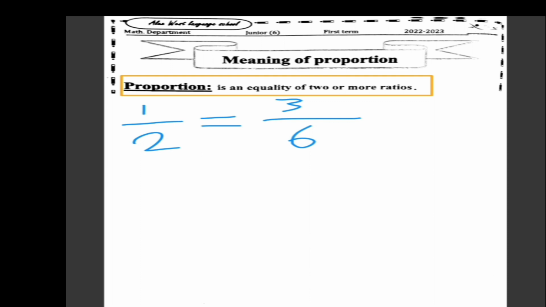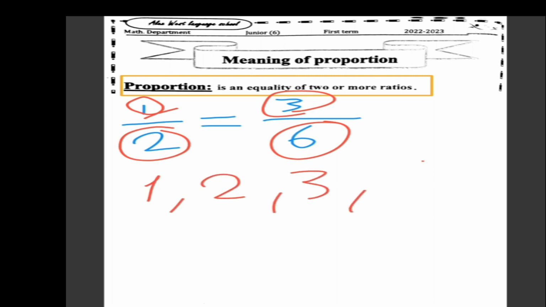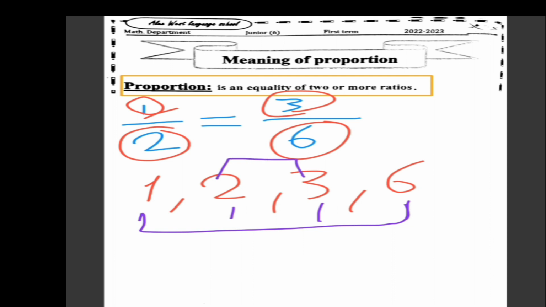In this proportion we have 4 terms: the first, second, third, and fourth term. We can write this proportion as 1, 2, 3, and 6, and we say that these numbers are proportional. 1 is the first term, 2 is the second, 3 is the third, and 6 is the fourth. We can call 1 and 6 the extremes, and 2 and 3 the means.